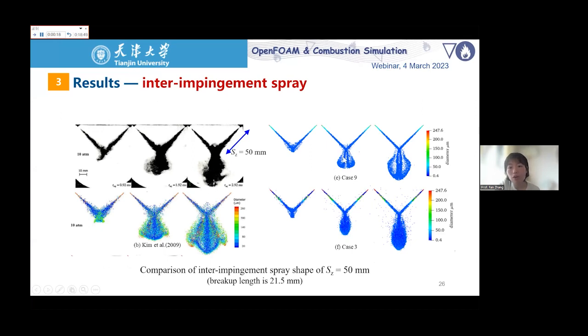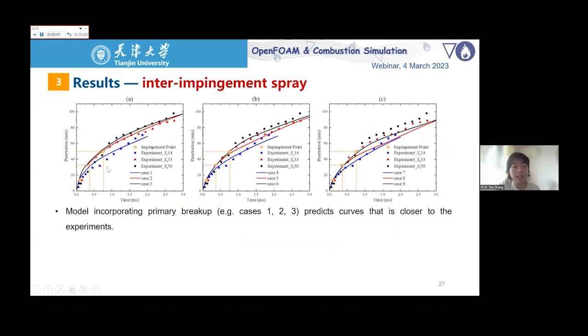We can find the original OpenFOAM case is similar to the previous simulation, but they both show a divergent shape of this spray, and also a lot of large droplets are formed in the boundaries, which is not very physical. And for our new case, we can see the spray is as homogeneous as the experiments. If we look at the penetration length qualitatively, we can see cases one, two, and three, our new models can predict the evolution of the penetration length. They are much closer to the experimental results.